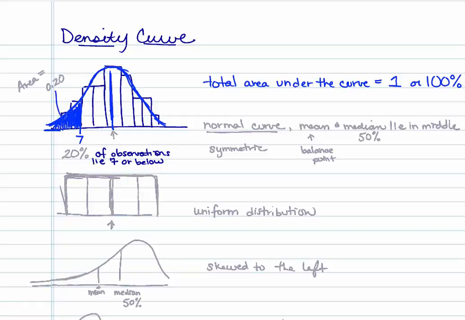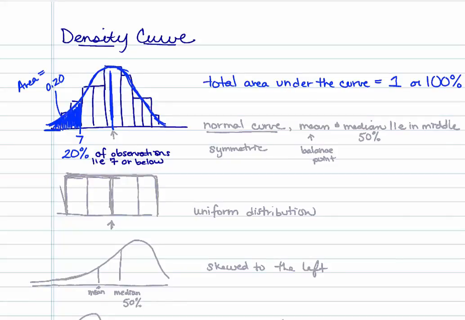And sometimes you'll even be given something like this, that the area is 0.20. And then you might have to find out the percentage or the proportion of it. Then it would correspond to 20% of the numbers would be 7 and below. They're pretty easy when it comes to that.